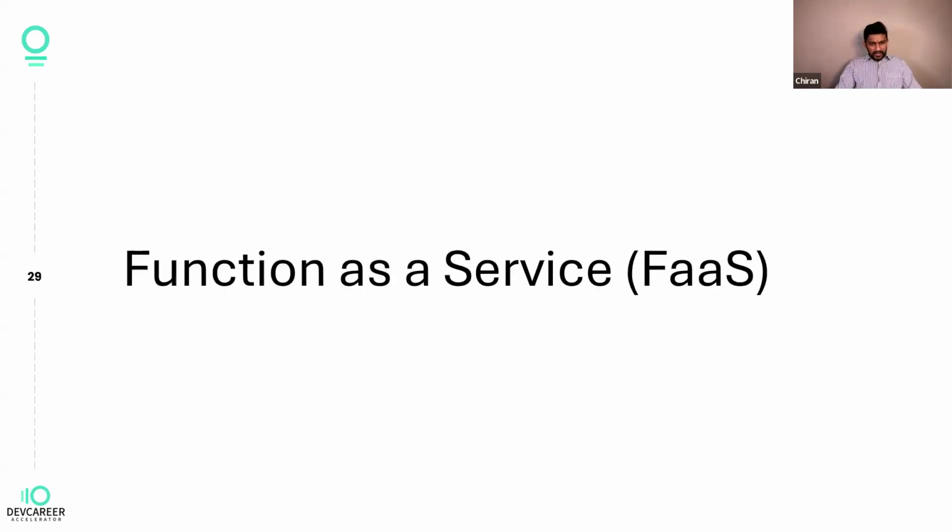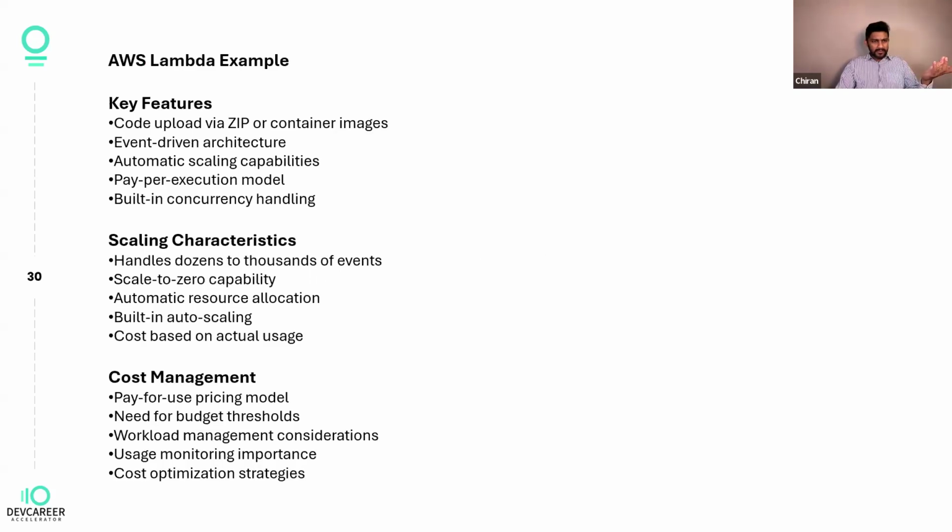Then we have function as a service. This is something that came after serverless. So function as a service, AWS Lambda, is a function as a service. What it does is you upload your container image or zip file. And again, event-driven architecture, automatic scaling.